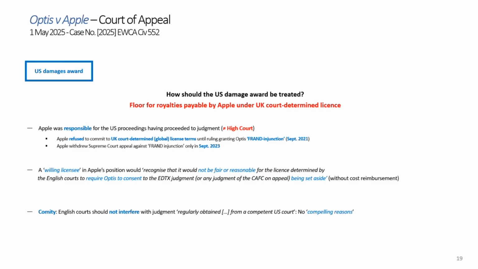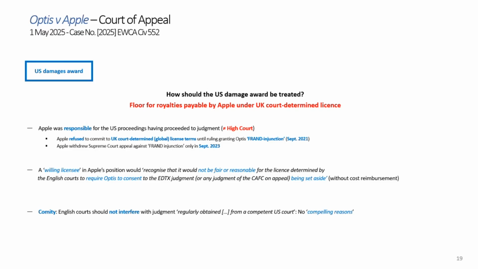And theoretically, this would include also the US patents, which had been adjudicated in the US and had led to this $300 million damage award. So how to deal with that? Should this be on top of the amount that has been determined in the UK? Should this be extracted from this amount? So how to deal with that?